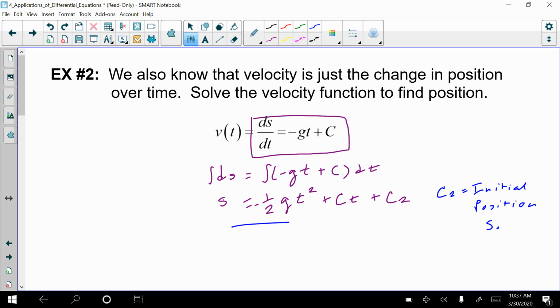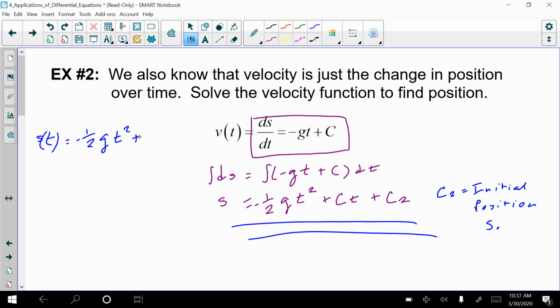So this is the final equation there, but it really should resemble functions that you've seen before, where we say s of t is equal to negative 1/2 g t squared plus v naught times t plus s naught.